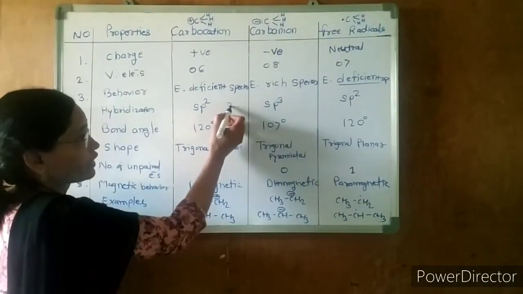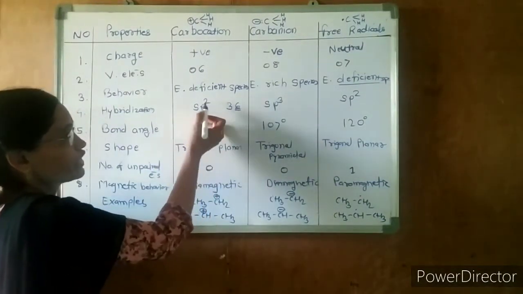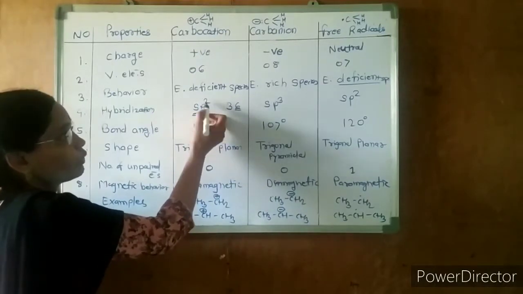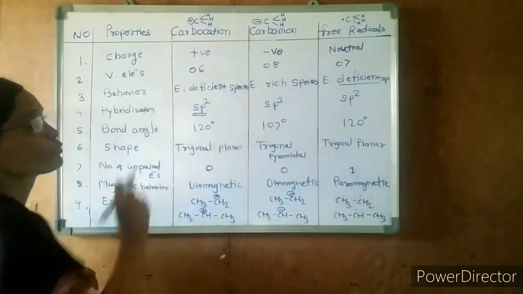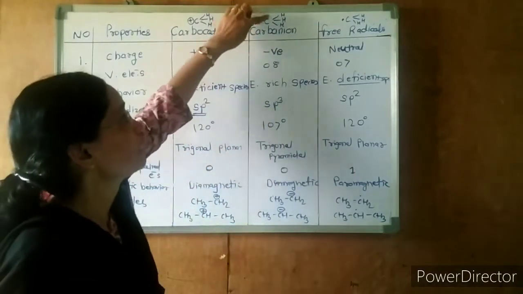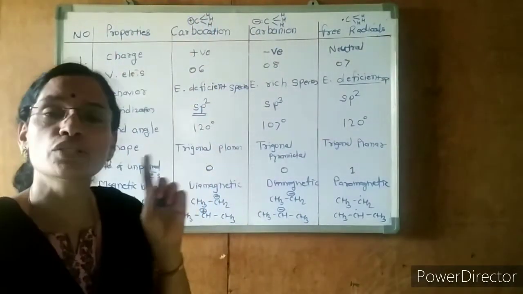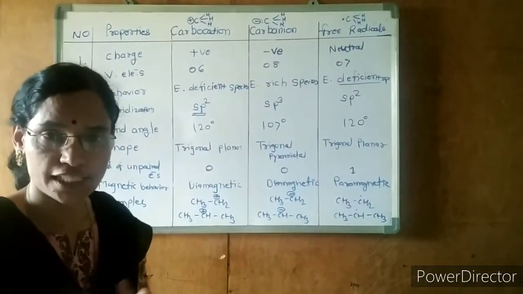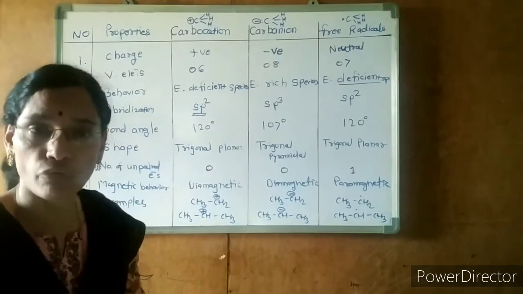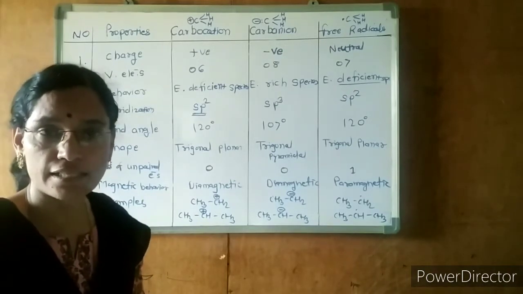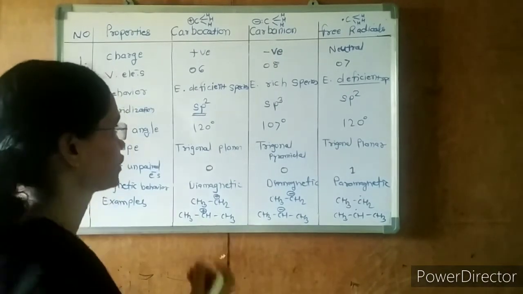3 sigma bonds are there, which means the hybridization is sp2 (2 plus 1, 3, right?). So the hybridization is sp2. And in this case, 3 sigma bonds plus 1 lone pair are there. 3 sigma bonds plus 1 lone pair equals 4, which means it has sp3 hybridization.